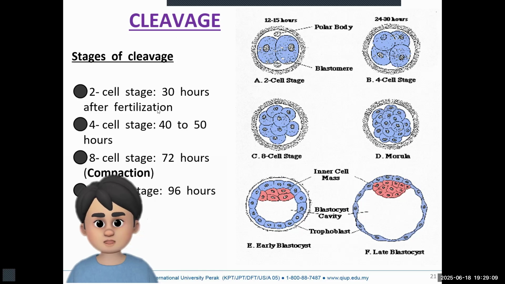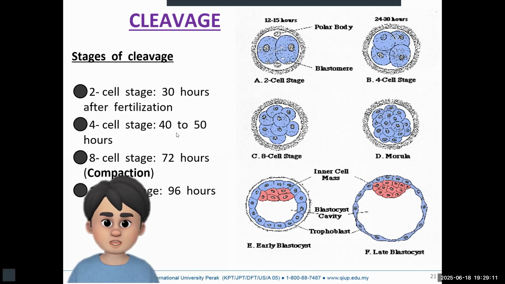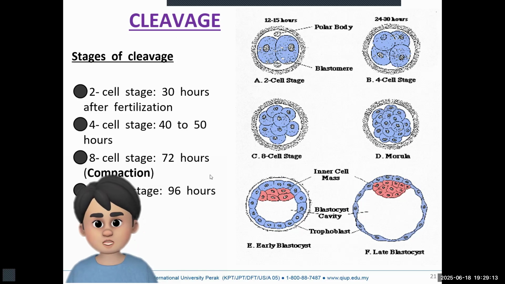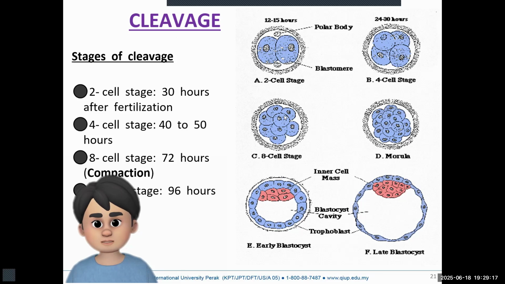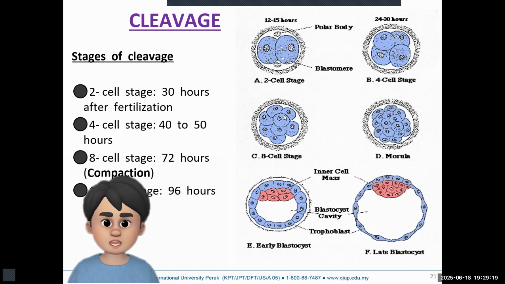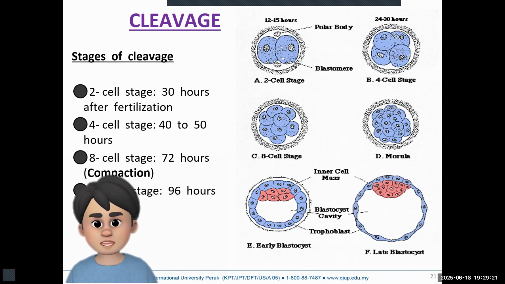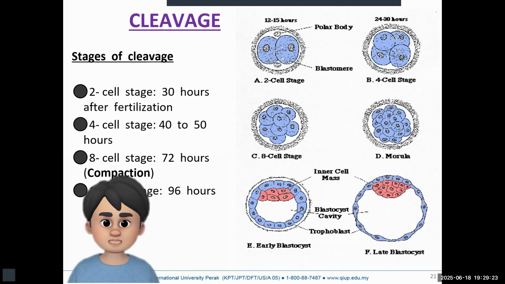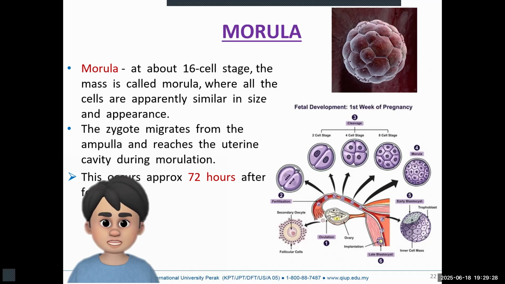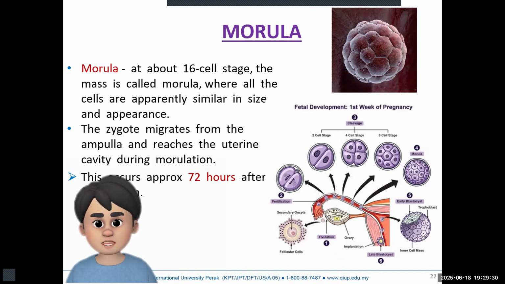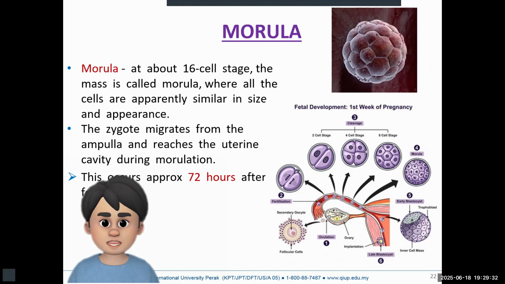So 2-cell stage, 30 hours after fertilization; 4-cell stage, 40 to 50 hours; 8-cell stage, 72 hours. So 16-cell, 96 hours. In laboratories you will normally find these fixated specimens. Right. Next one, morula. Morula is about the 16-cell stage. The mass is called morula, where all the cells are apparently similar in size and appearance.